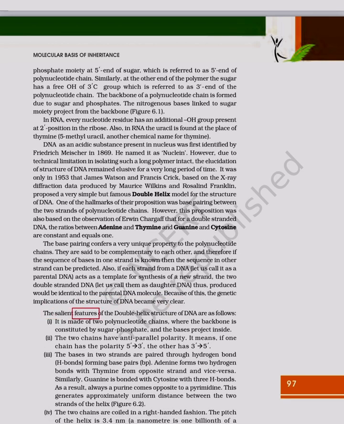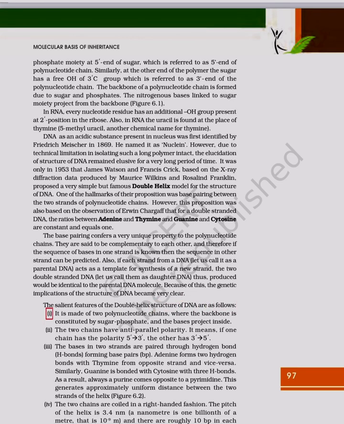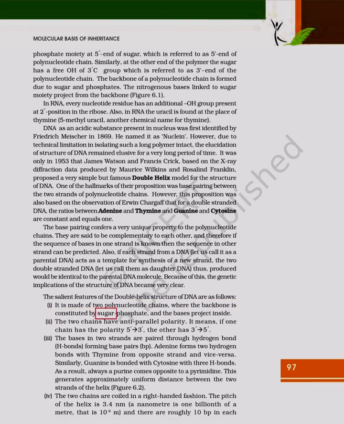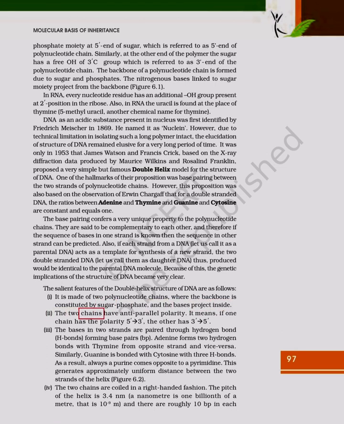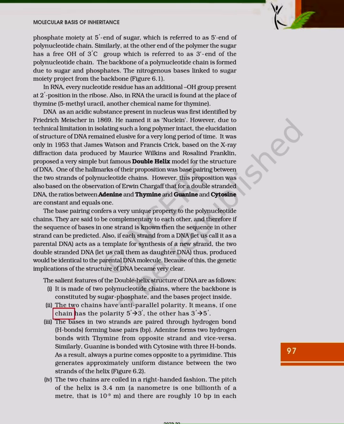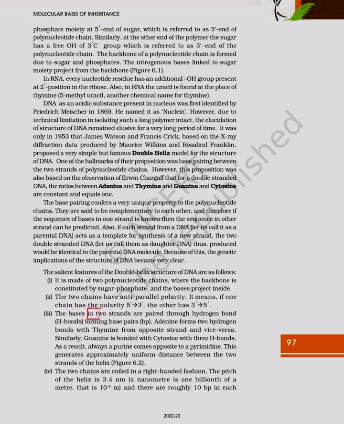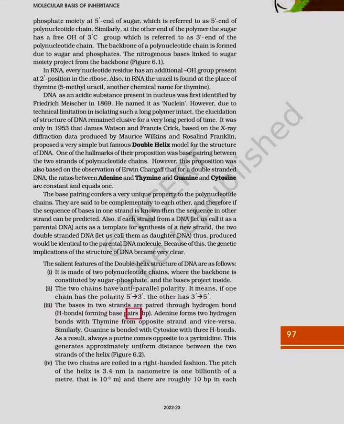The salient features of the double helix structure of DNA are as follows. It is made of two polynucleotide chains, where the backbone is constituted by sugar-phosphate, and the bases project inside. The two chains have anti-parallel polarity. It means, if one chain has the polarity 5' to 3', the other has 3' to 5'. The bases in two strands are paired through hydrogen bonds (H bonds), forming base pairs (BP).